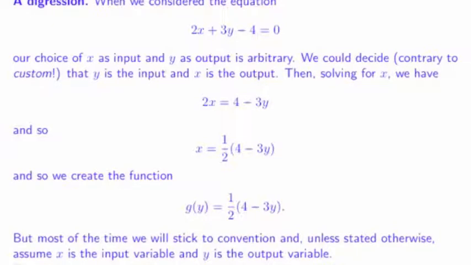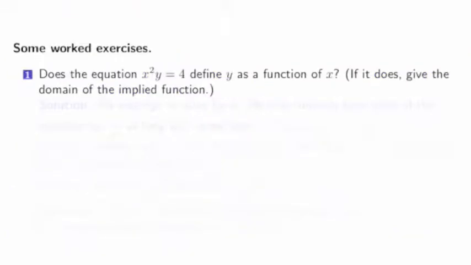This would tell us how to input y and get output x. But most of the time we will stick to convention, and unless stated otherwise, we're going to assume that x is the input variable and that y is the output variable. The input variable x is often called the independent variable, and the output variable, y, is the dependent variable because the output variable depends on that input.